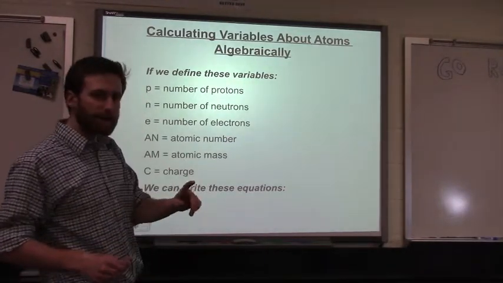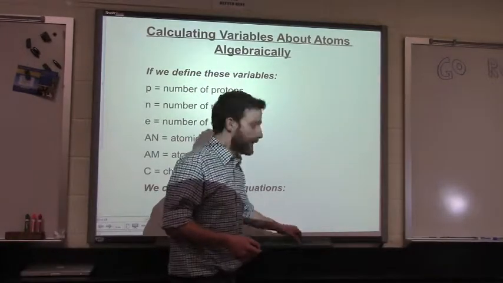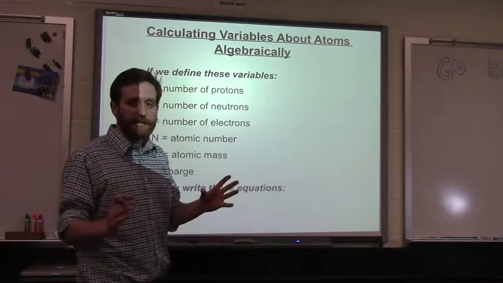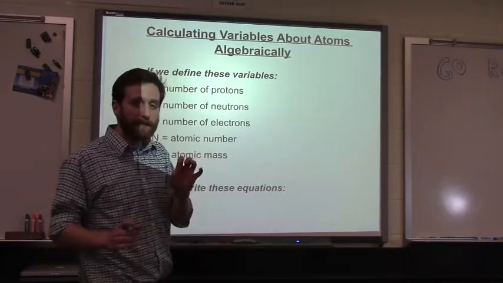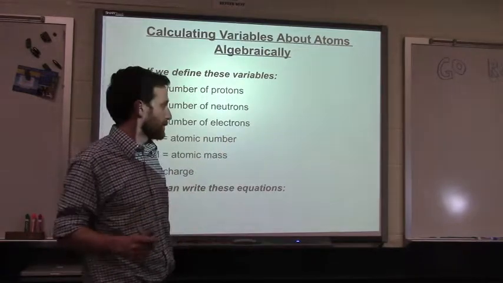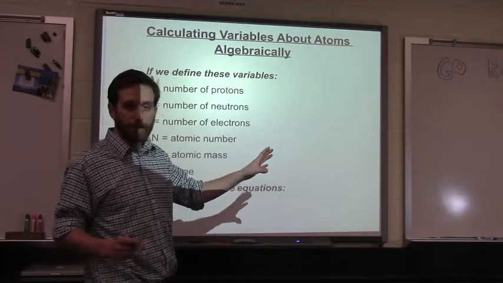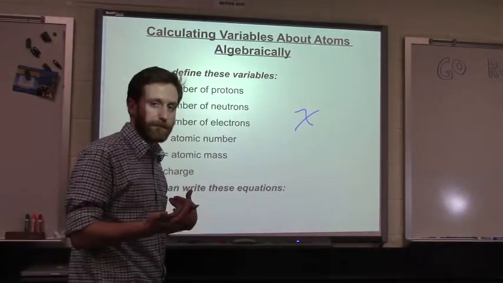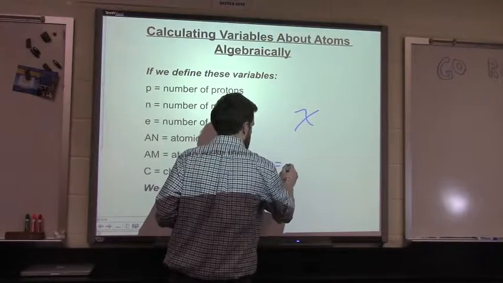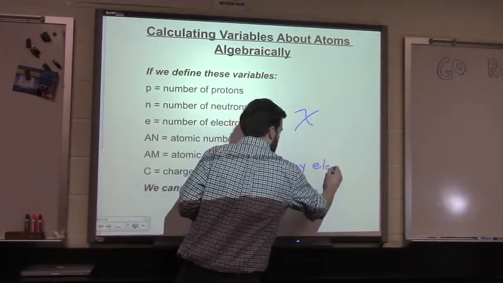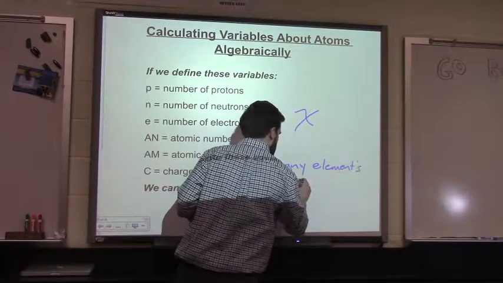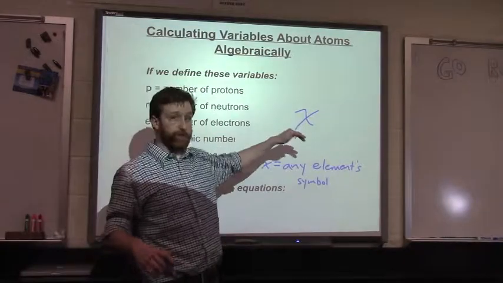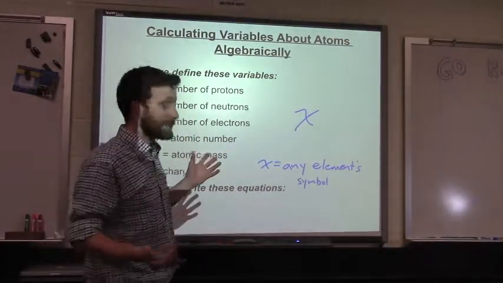Now before we write some equations, I just want to get this out there: if I want to talk about any element's atom in the utmost detail, but do it very concisely and as efficiently as possible, I can write a symbol to represent the element. So here I'm going to keep it generic, and I'm going to say the element's symbol is X. So X equals any element's symbol, and that could be C for carbon, H for hydrogen, or Cl for chlorine.